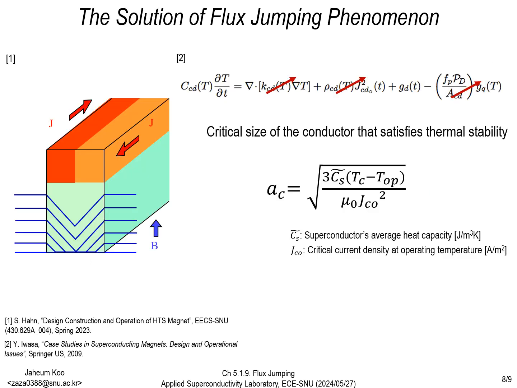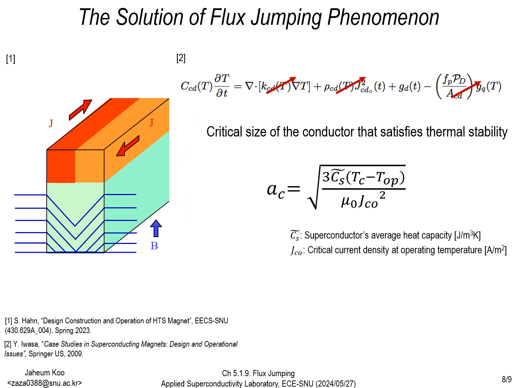In the context of flux jumping, in the right-hand power density equation, the elements such as conduction, Joule heating, and cooling are neglected. By excluding these components, we simplify the equation to focus solely on the conductor's thermal power density and disturbance. This simplification allows us to calculate a critical size for the superconducting material.